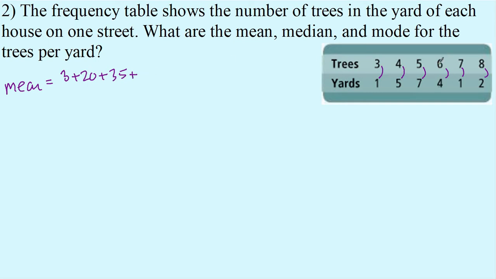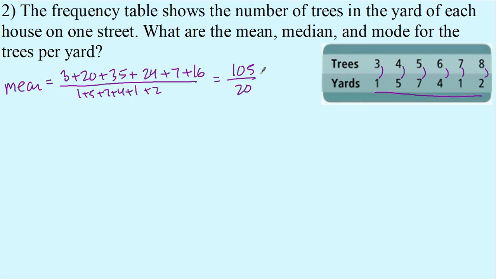We have 4 sixes, so really we can just do 6 times 4. 24, 7, 16. And there are how many? So we add up the number of yards that we have here. That would be 1 plus 5 plus 7 plus 4 plus 1 plus 2. We add them up and get 105 out of 20, which is 5 1/4, 5.25. That's your mean.